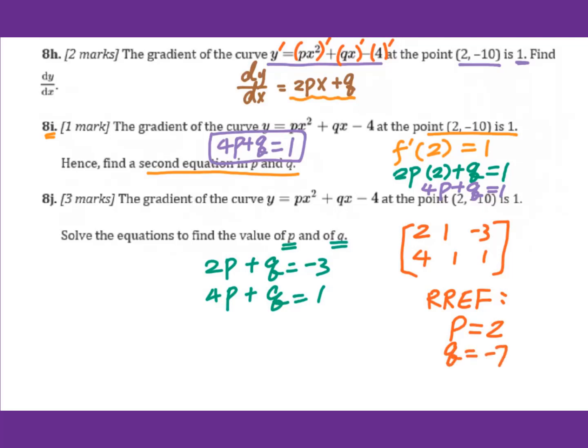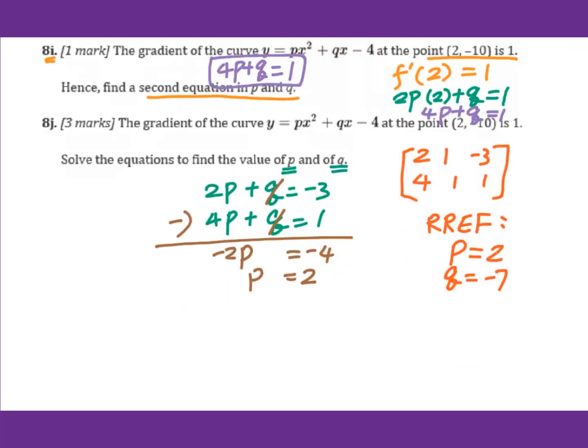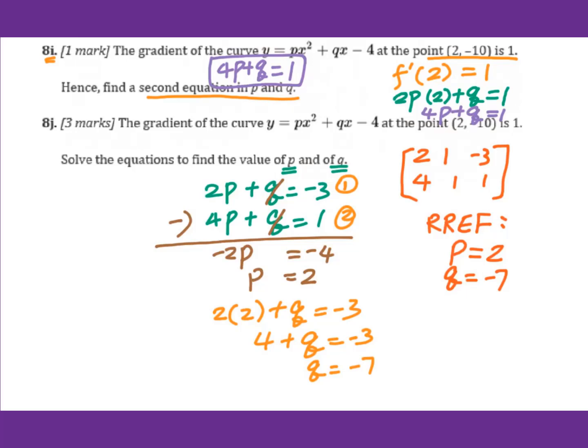Or you can do it algebraically, since q, we can do subtraction. 2p minus 4p, that's negative 2p, equals negative 3 minus 1, that's negative 4. Therefore, p equals 2. And you can plug into the first equation. 2 times 2 plus q equals negative 3. 4 plus q equals negative 3. Therefore, q equals negative 7, because subtract 4 both sides.